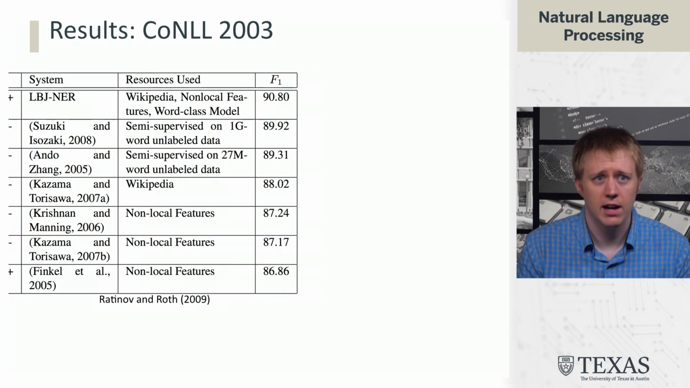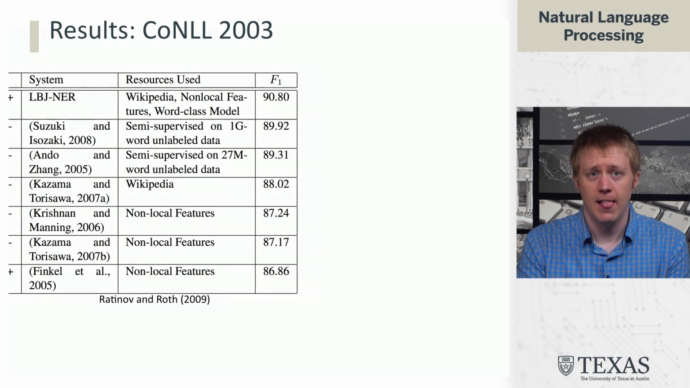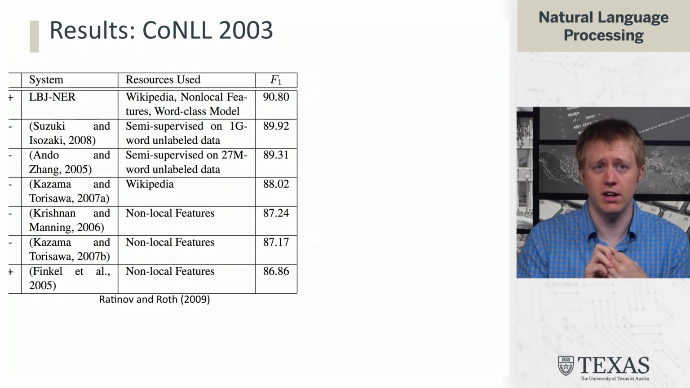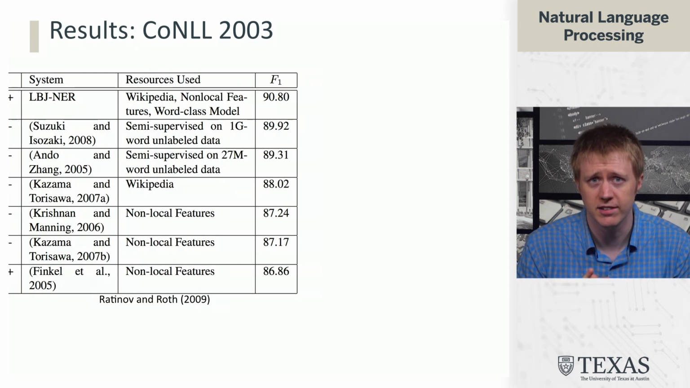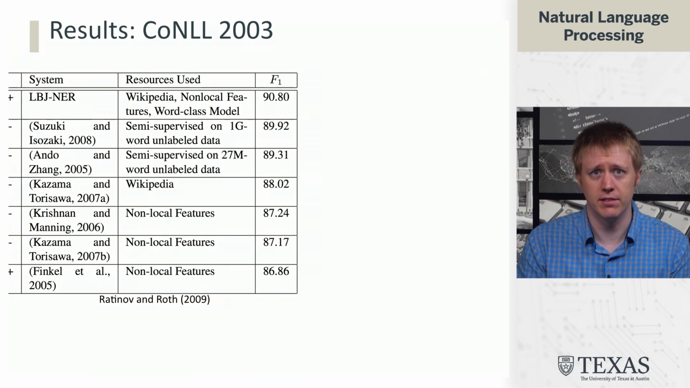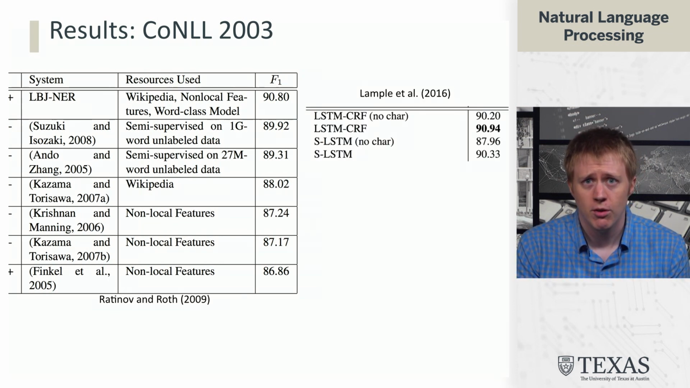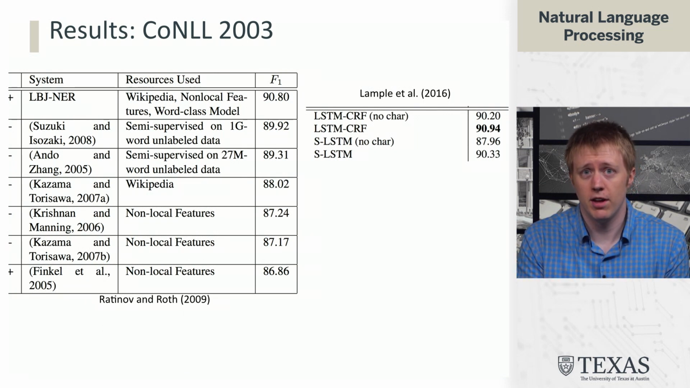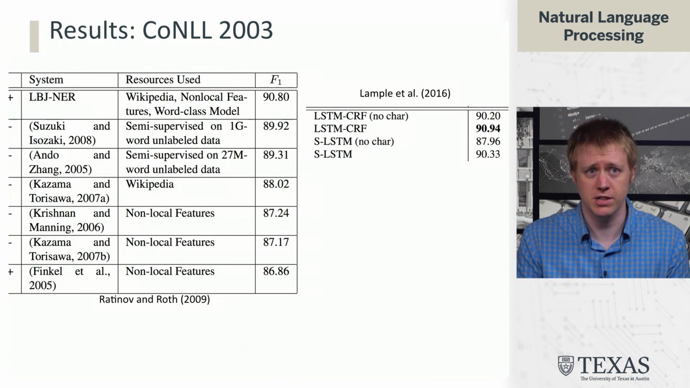From the Ratinov and Roth work, they built a system that used a bunch of these ideas. They used Wikipedia as an external resource, non-local features, and a model of so-called word classes, and they were able to get around 91 F1. So a pretty big upgrade from that standard CRF that we've built so far. This actually was the state of the art for a long time. The LSTM-based methods in 2016 were able to roughly match it.